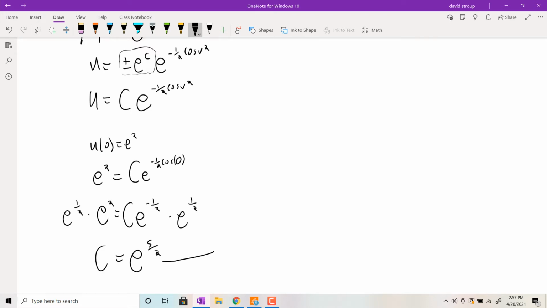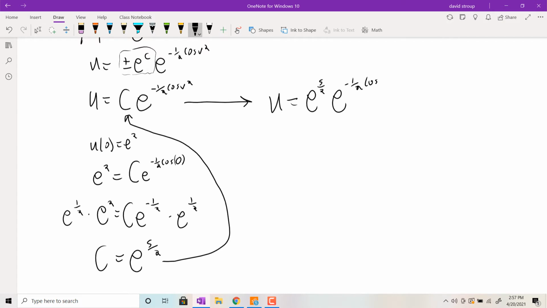And then for the particular solution, you're dumping the c value into this formula, and you're getting u equals e to the 5/2 times e to the negative 1/2 cosine of v squared. Okay? And if you look in the book, they'll have u equals e to the 5/2 minus 1/2 cosine of v squared. Okay?